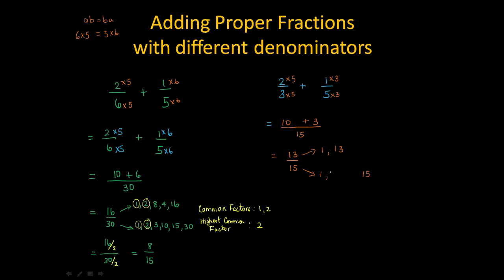2 times what gives you 15? Nothing. But 3 times 5 gives you 15. 4 times something doesn't give you 15, so it pretty much ends here. Anything common? No. The only thing that's common is 1. And so your answer stays as 13 over 15. Okay? Alright, so I hope you got this answer.